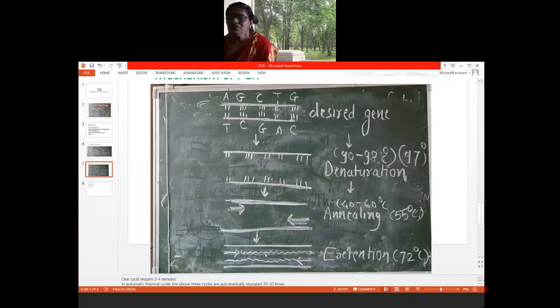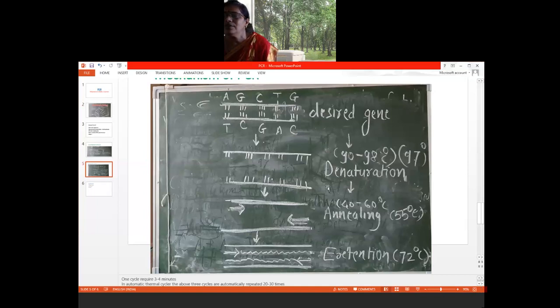Then the third step is the extension. In that, the RNA primer attracts the complementary nucleotides, and the forward chain as well as the backward chain are produced on the single stranded DNA. So this is the extension step, and it requires 72 degrees Celsius. So there are three steps. The first is denaturation, second is annealing, third is extension.